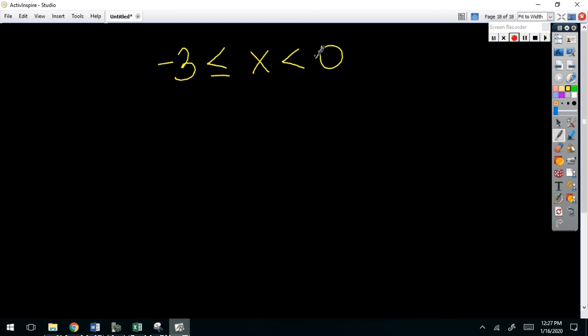Got it? What's the smallest x can be? Come on, y'all. It's between -3 and 0. What's the smallest x can be? -3. Bracket or parenthesis? It goes up to what? 0. Bracket or parenthesis? This is saying all the numbers between -3 and 0, including -3, not including 0.